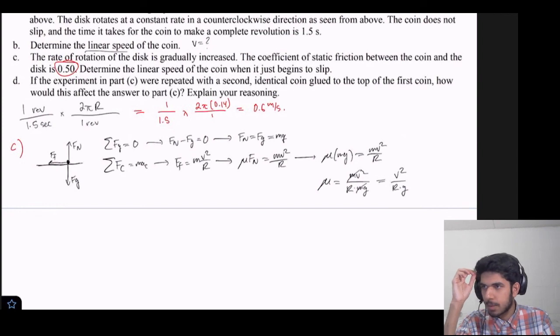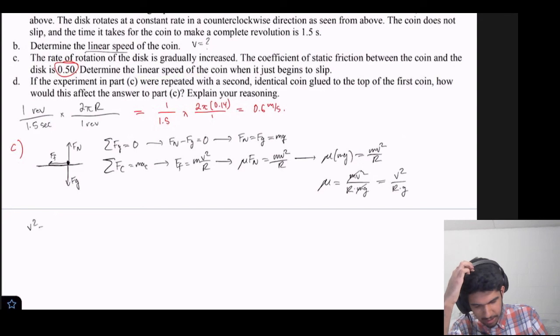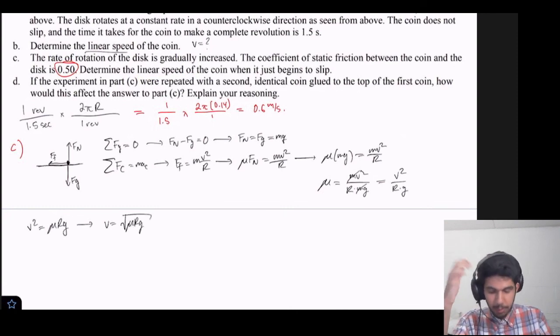So that's that. What are we trying to solve for? We're trying to solve for the linear speed, which is velocity. So we get v squared equals mu r g, v equals the square root of mu r g, and we are given all of those quantities, so we can just plug it in.